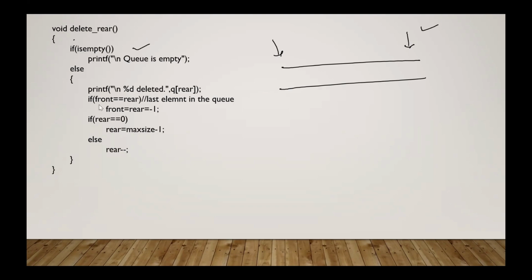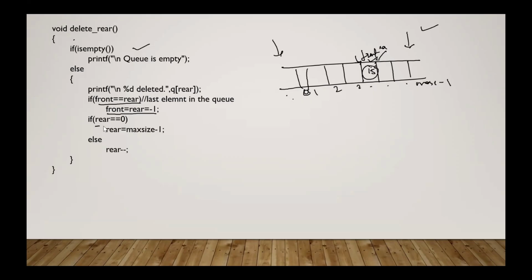So here, if front equal to rear, only one element is present. That is front as well as the rear. Only one element is present, remaining elements are already deleted. Then after the deletion, we have to make the queue empty. How to make the queue empty? We make the front equal to minus 1, because the indexes go 1, 2, 3, 4 and so on up to max size minus 1. So 0, before that, means minus 1. That's why we make the front as well as the rear equal to minus 1.